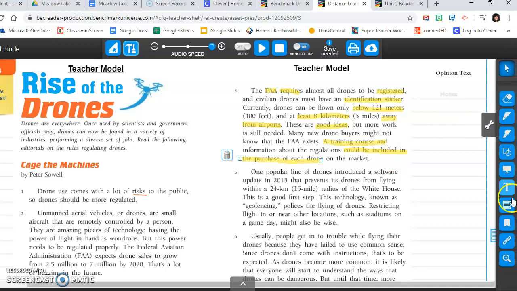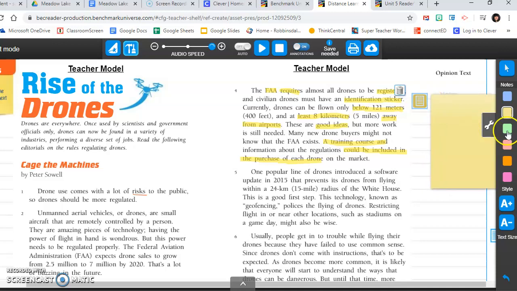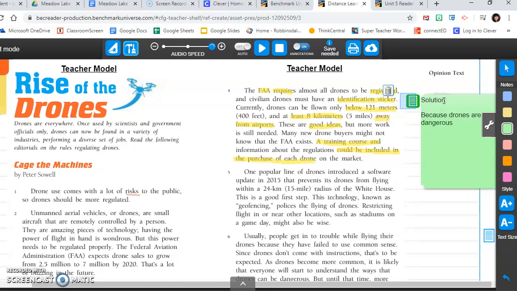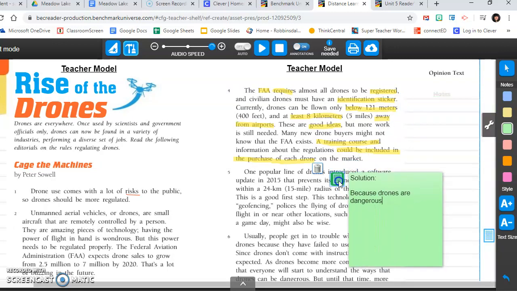I'm going to take a sticky note and mark this detail with my own words. This one's green. I'm going to say solution. Because drones are dangerous, I wanted to remind myself of what the issue at hand was here. Because drones are dangerous, the FAA makes drones register and have an identification sticker.